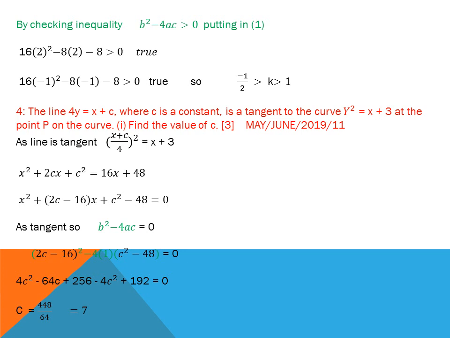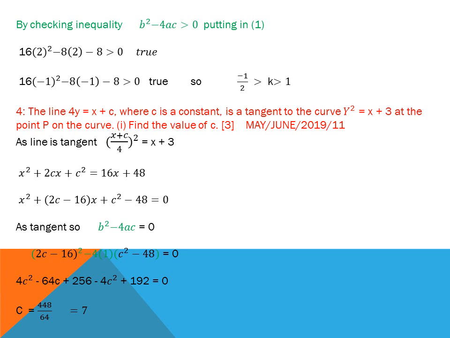First I find the value of y. Y is equal to x plus c over 4 here. Then I put the value of y in the equation of curve y square is equal to x plus 3. I replace the value of y because y is equal to x plus c over 4. Then I solve it.